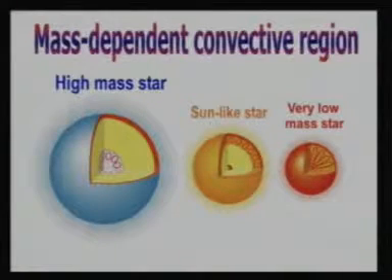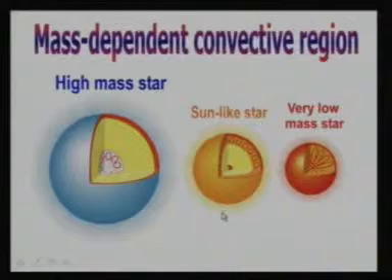Now, in sun-like stars, shown in the middle, in the core the temperature gradient is not sufficiently higher than the adiabatic temperature gradient. It's not higher, in fact, and therefore the energy is transported for the most part by radiation. It's only in the surface layers of such stars that convection becomes possible. And in very low mass stars, it is again convection throughout.